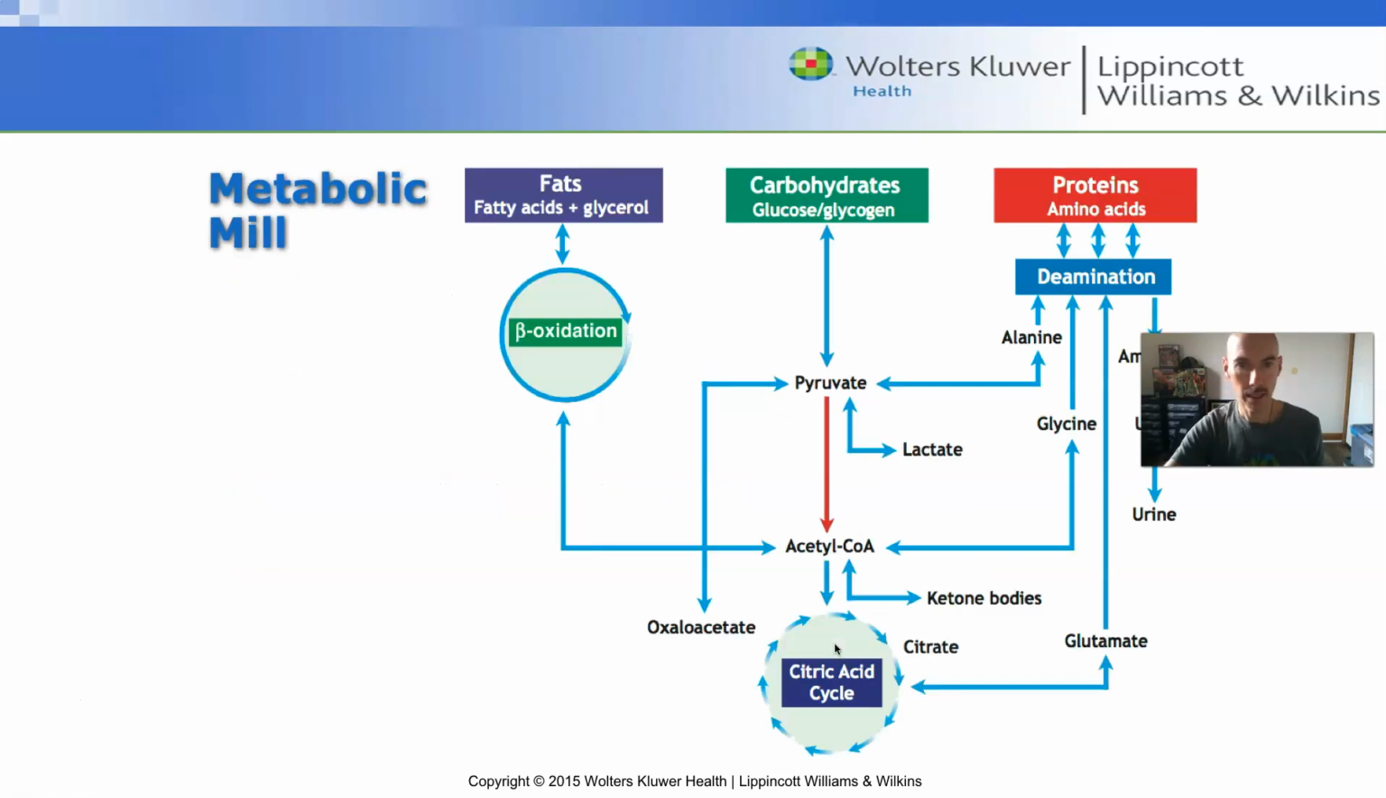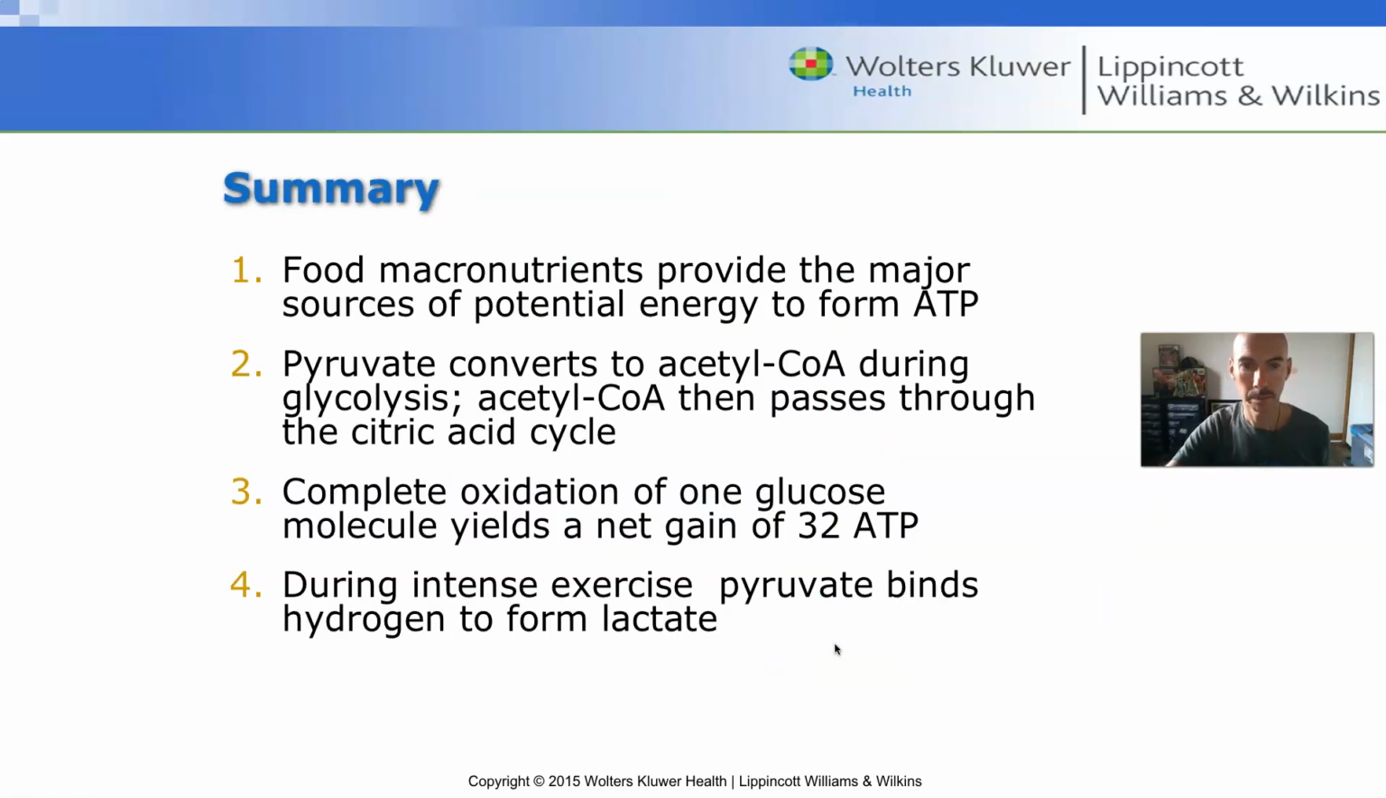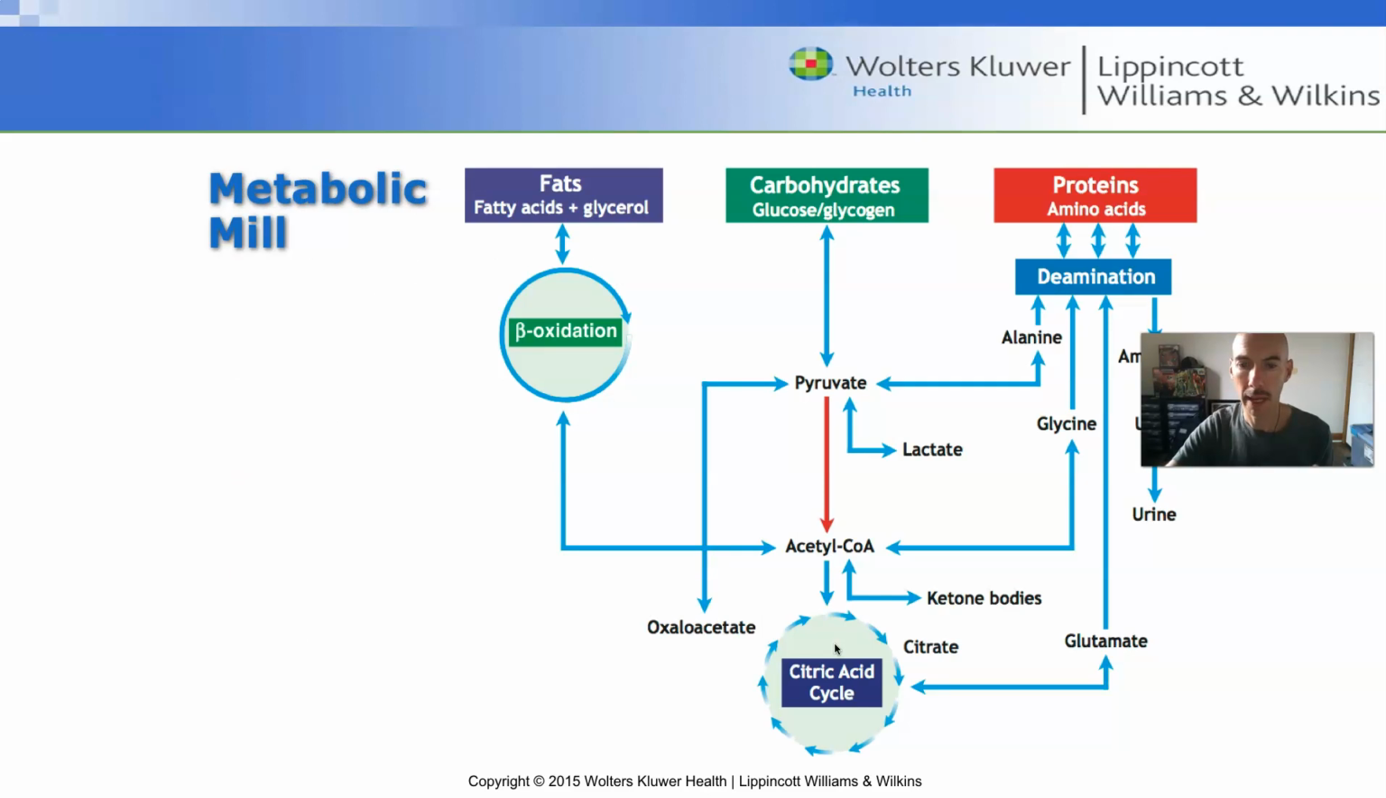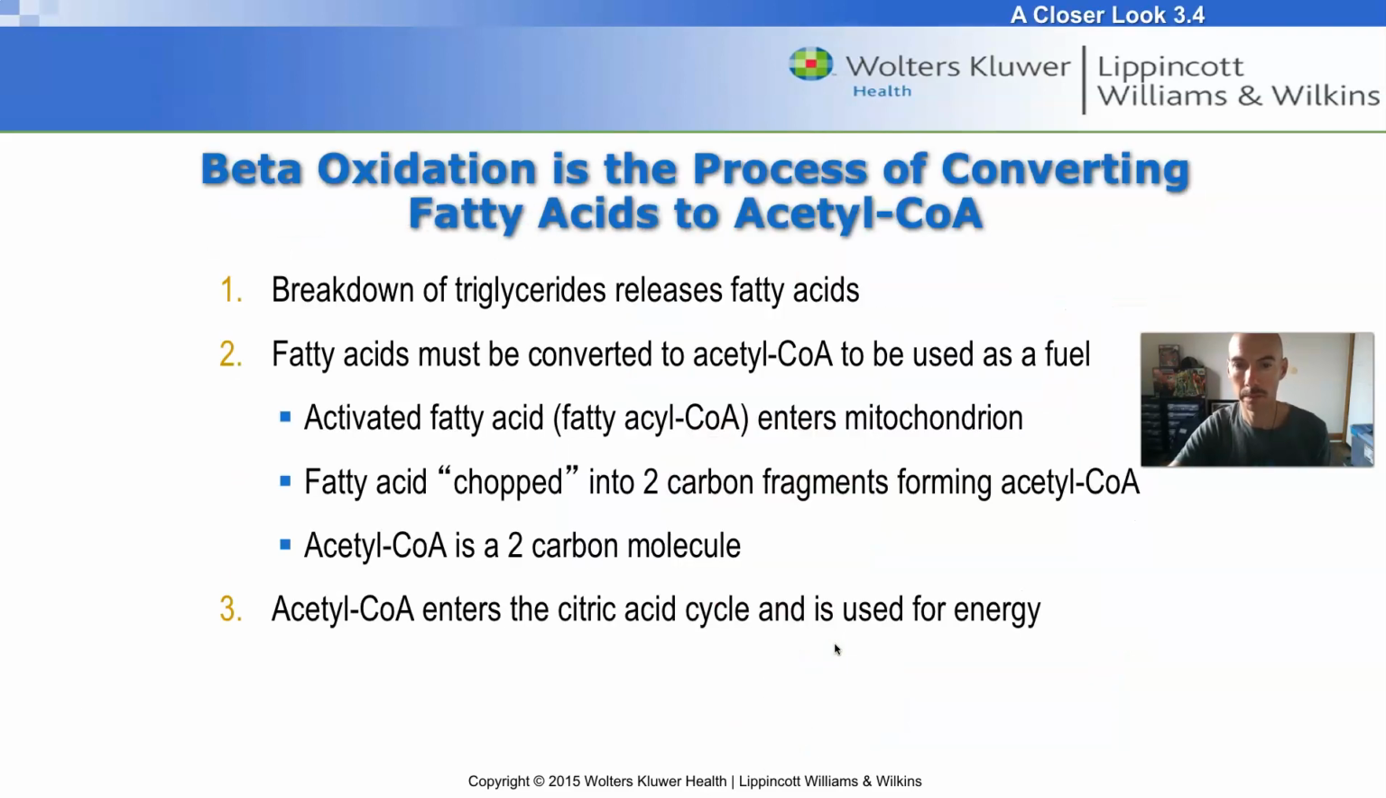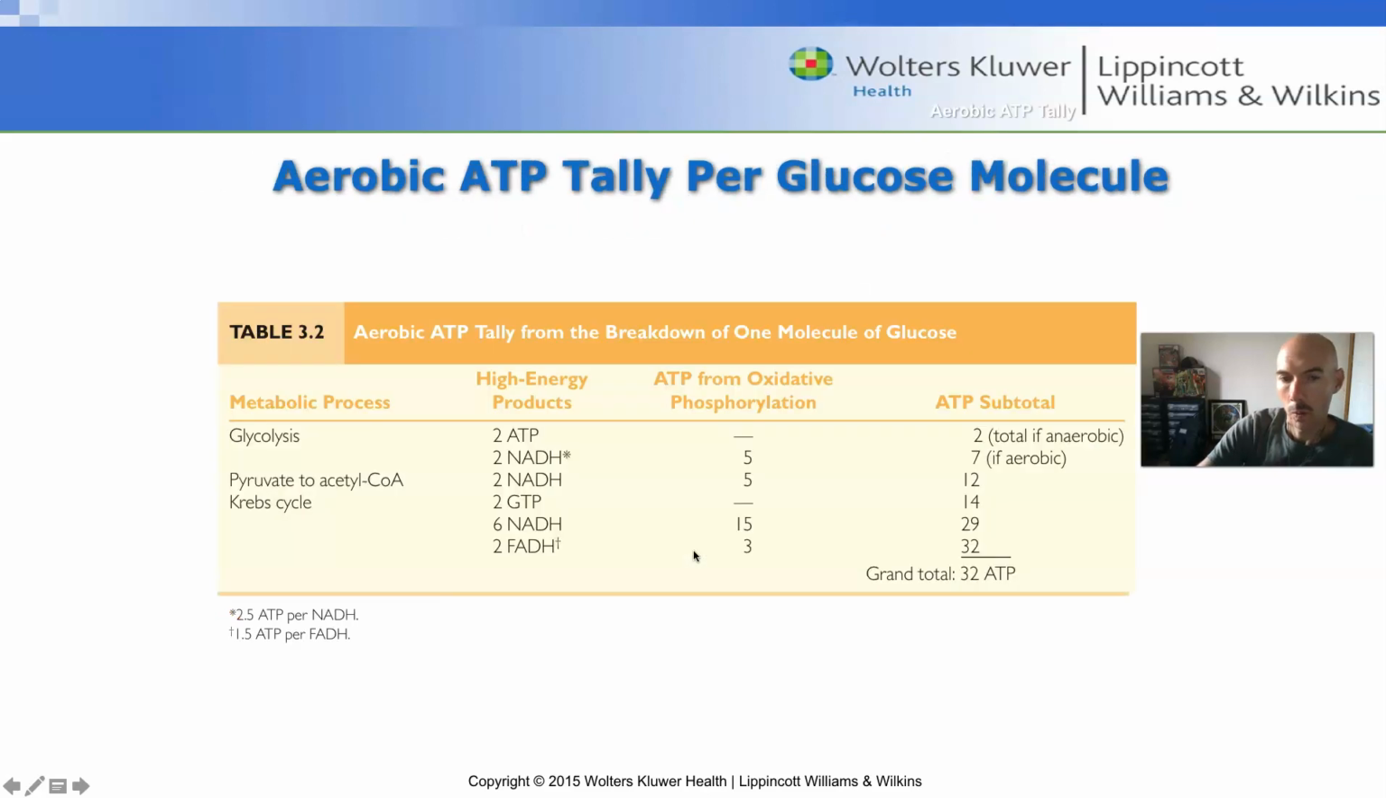So that's it. That's the summary, right? Let me just back up and say one more thing. So from a glucose entering, we get 32 ATP. Sounds like a lot, but it's not really very many.